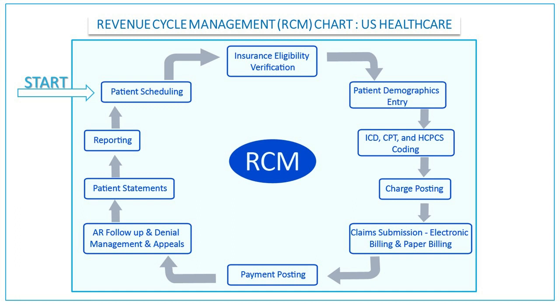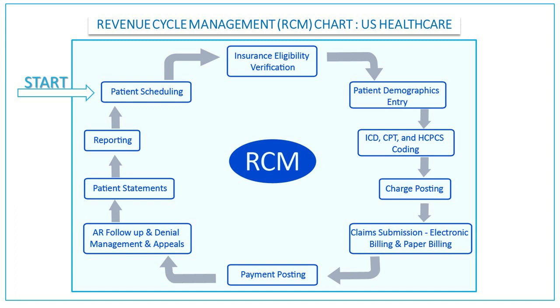This revenue cycle management consists of the following steps. The very first one is patient scheduling. Then we have insurance eligibility verification. Then the third one is patient demographics entry. Then we have medical coding. Then we have charge posting or medical billing. Then the claim submission. Either you can do it electronically or on paper.